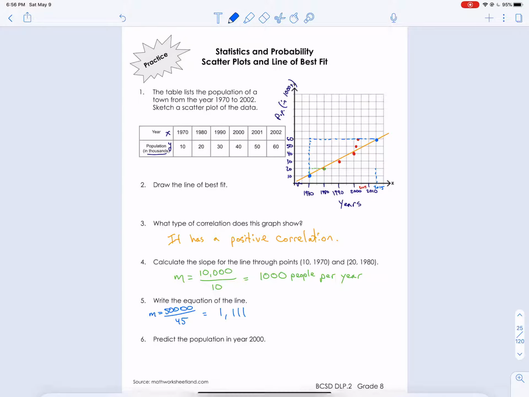All right, now we need the y-intercept. So what is that? What do we think that's going to be? Where does it start? So that's the problem. We have no idea. So if we can make this graph a lot bigger, would this line actually go through the origin? So I don't know. We can't really write an equation. We don't have the y-intercept. If we assume it's 0, then our equation would be just y equals 1,111x.